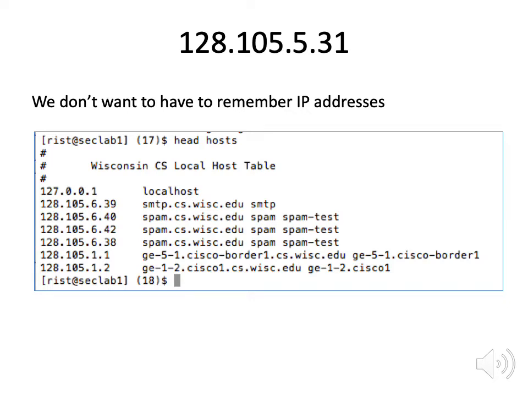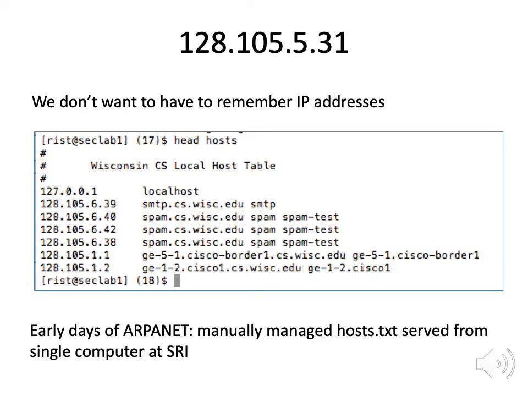And the way this used to be handled was that there was a single table called the host.txt file that had the name of every single machine on the whole internet. When the internet was small, 1,000 machines, this wasn't too big. You can still have your own hosts file on every computer to list your own mappings of names to addresses if you would like. So in this case, we can see that the names spam and spam-test are mapped to the address 128.105.6.42. And that some other name, GE-1-2-Cisco1, is mapped to the IP address 128.105.1.2.